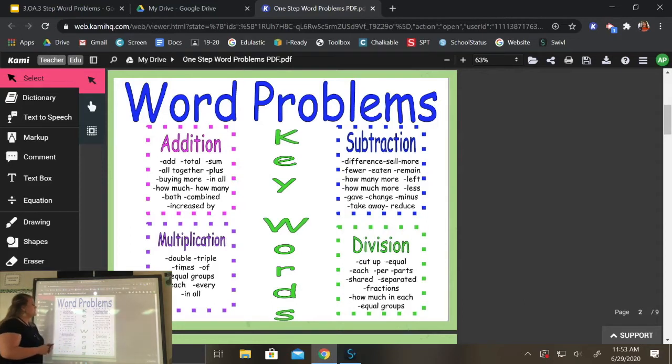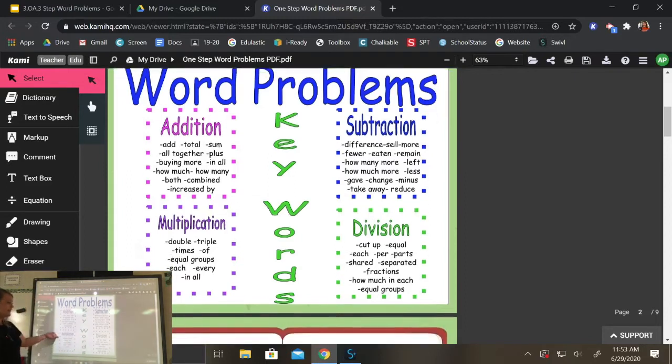Now, in addition, you'll see words like add, total, find the sum, maybe all together. You might even see the word plus in your word problem. How much or how many are going to be keywords you'll see most of the time as well. Whereas in subtraction, you'll see how many more or how much more, as well as the difference. You might have a character in your word problems that's selling something, so he's getting rid of it, or even eating it, or taking it away, or charging someone, and a problem maybe about money. So those are some keywords you'll see for addition and subtraction.